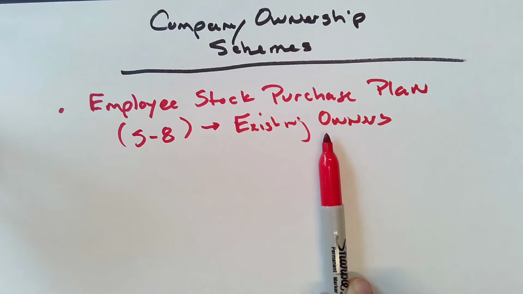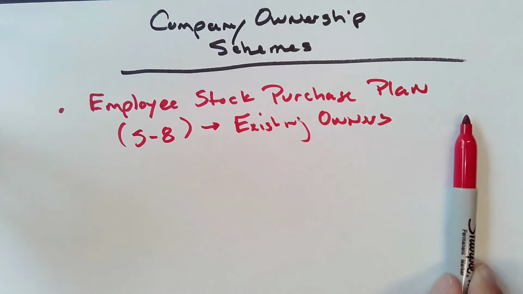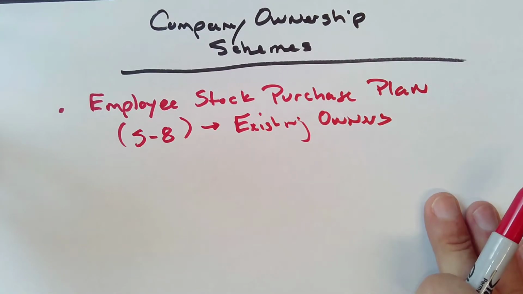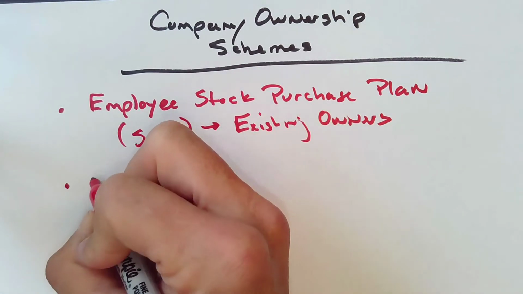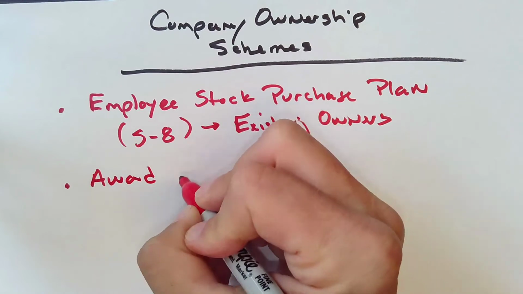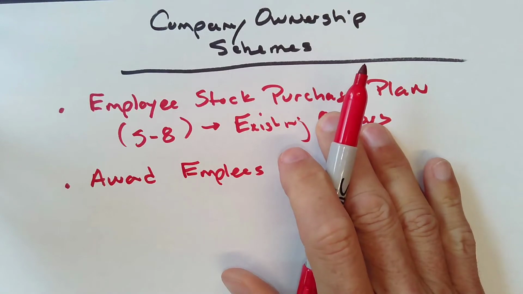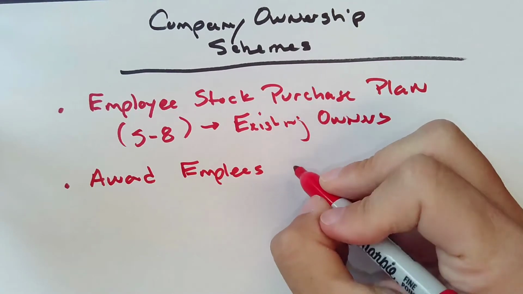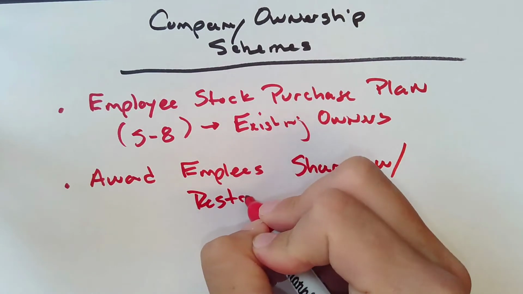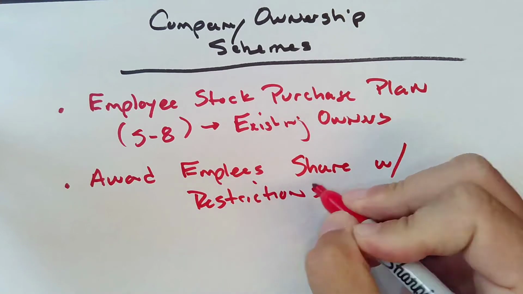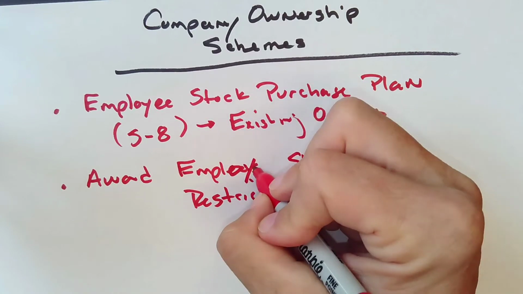Always a good question to ask in class if you haven't really thought through what some of these things are. So we've got employee stock purchase plans. Whereas the employees here are buying the shares, we could award the employees shares with restrictions. And I want those restrictions in place, right? I can't even spell employees. Come on, Charlie.